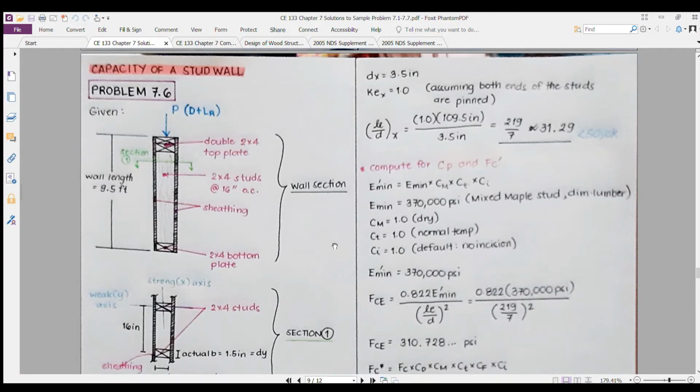For the solution for problem 7.5, kindly ignore this. The solution is for problem 7.5. The solution numbers have been swapped with respect to problem 7.6 on the slides.